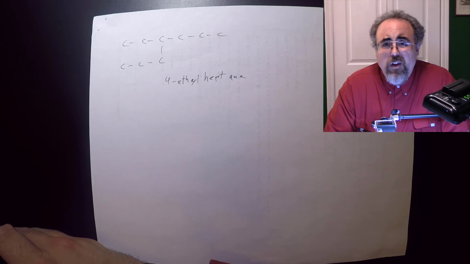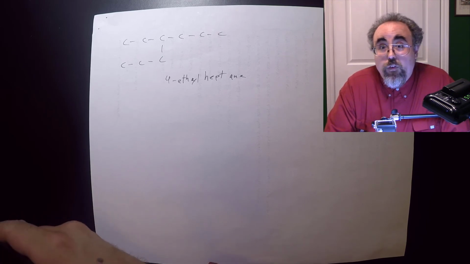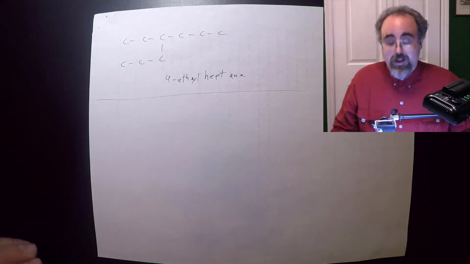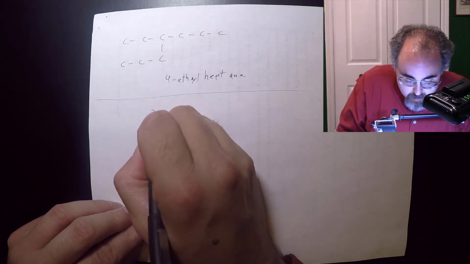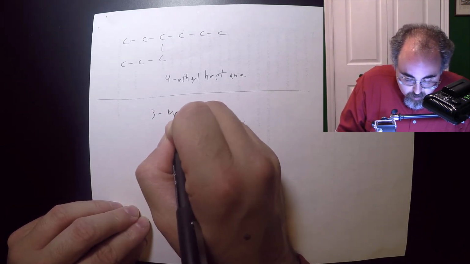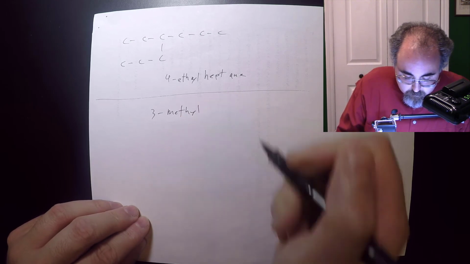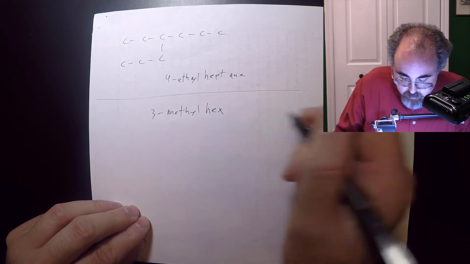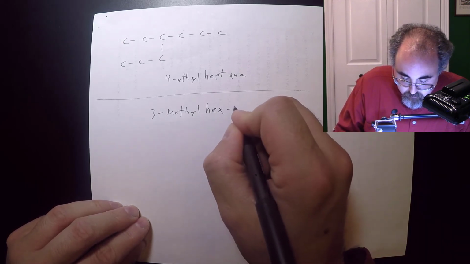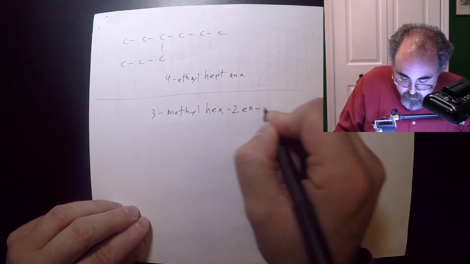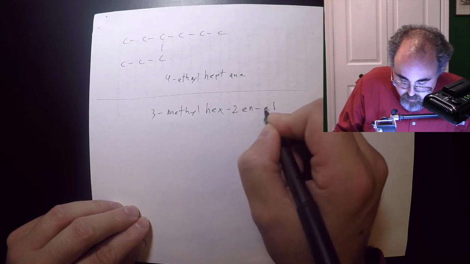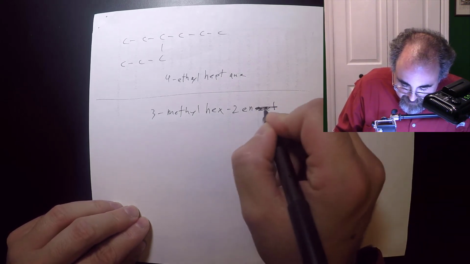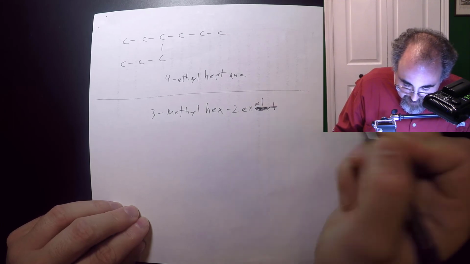Okay, so let's actually go from the name and going backwards. That's actually quite easy for these guys. Okay, so let's go with a nice crazy name, something like 3-methylhex-2-enal. There should be no dash there.